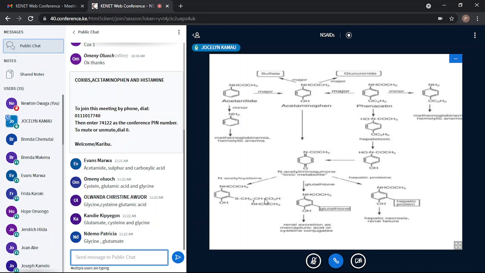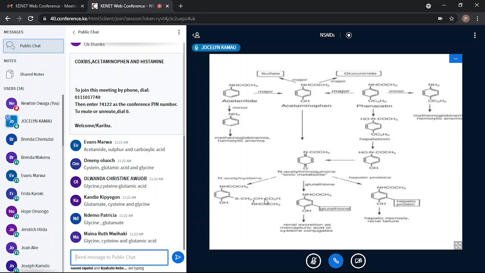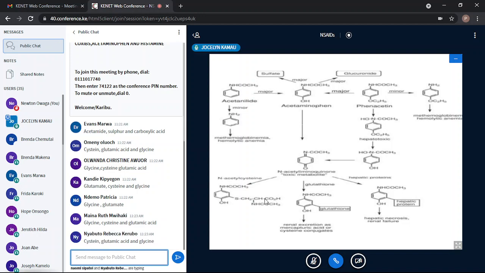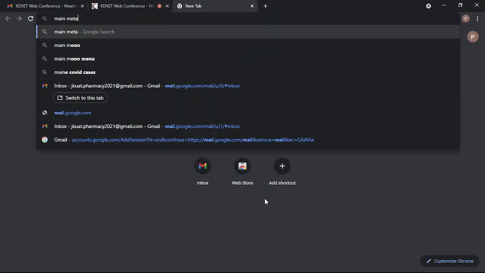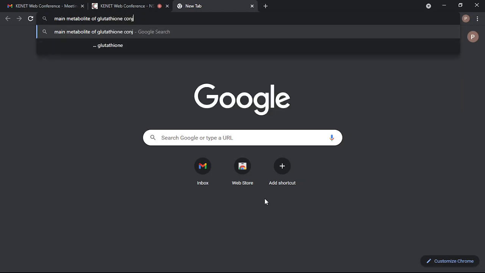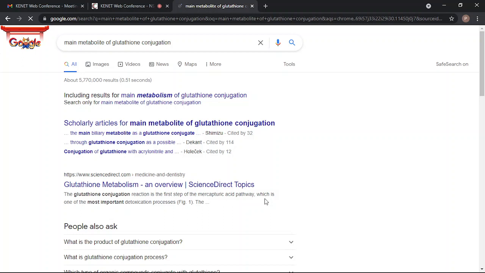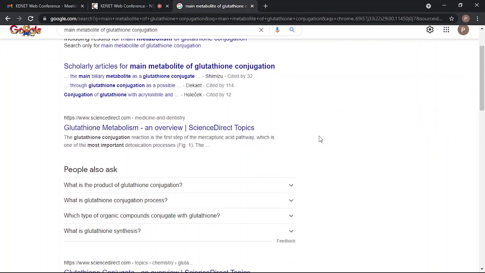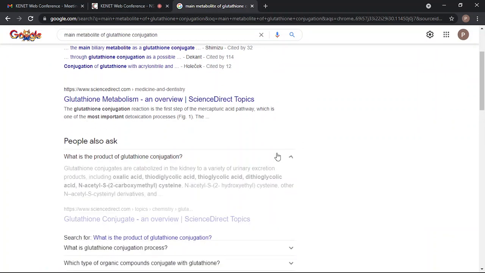And what are the main metabolites on glutathione conjugation? What is the main metabolite on glutathione conjugation? Yes, we are getting the answer there.